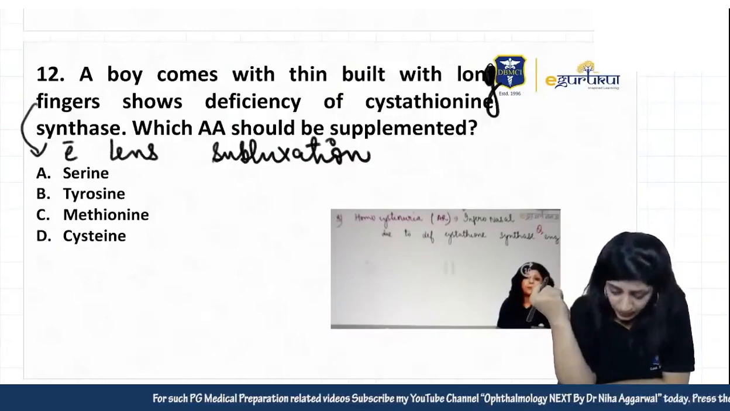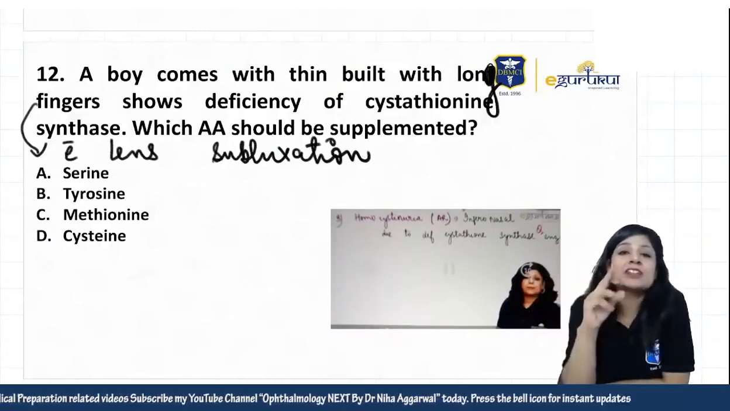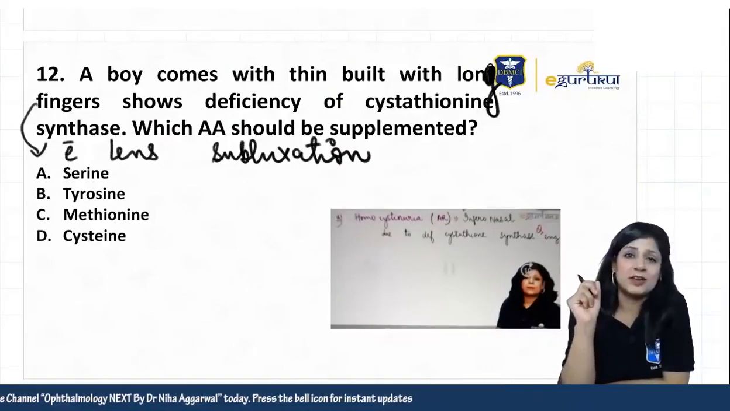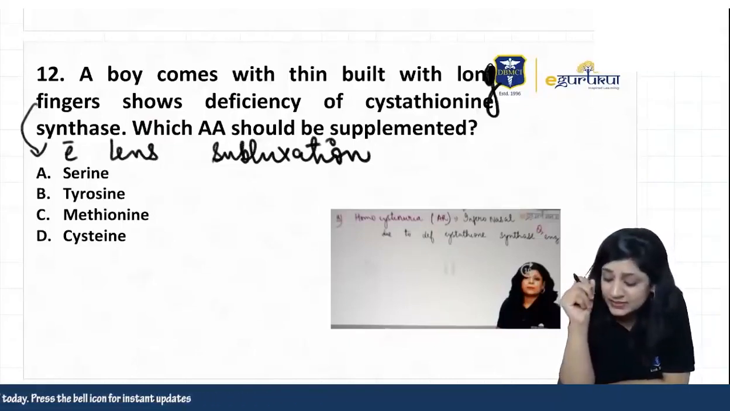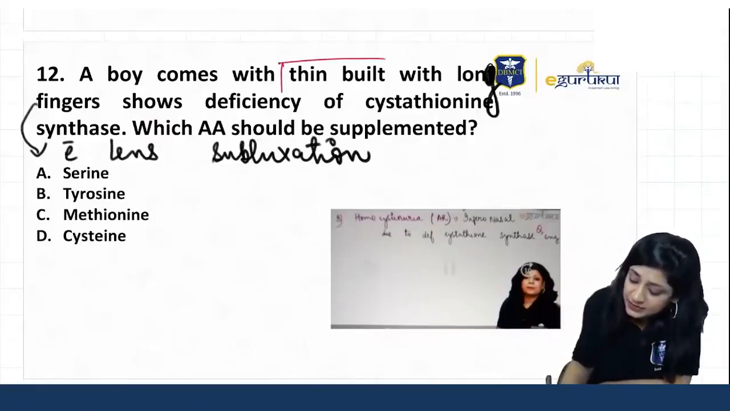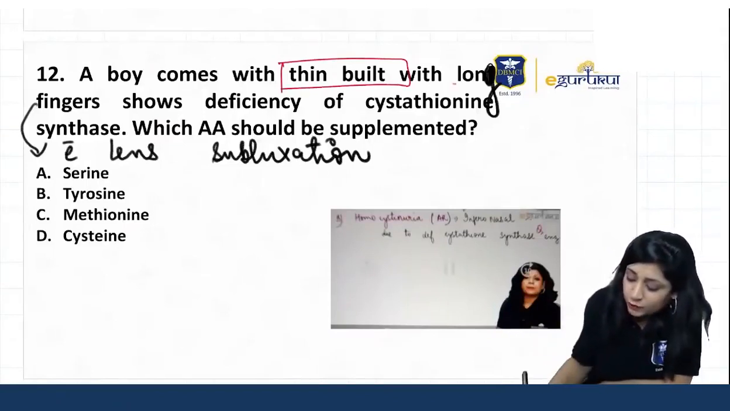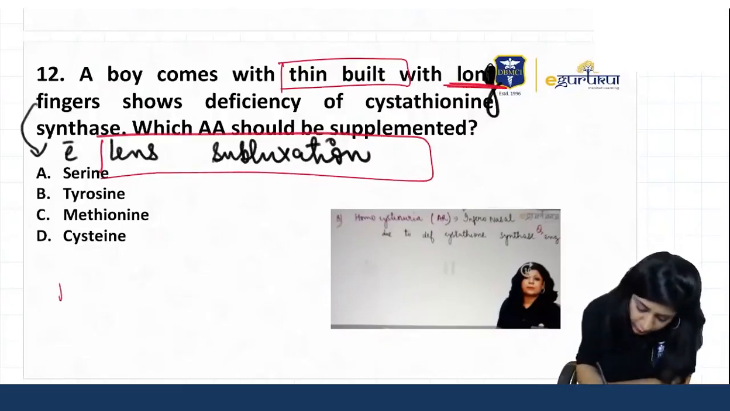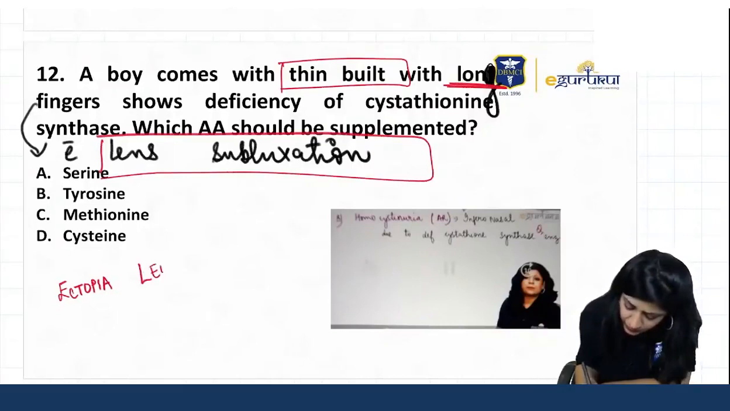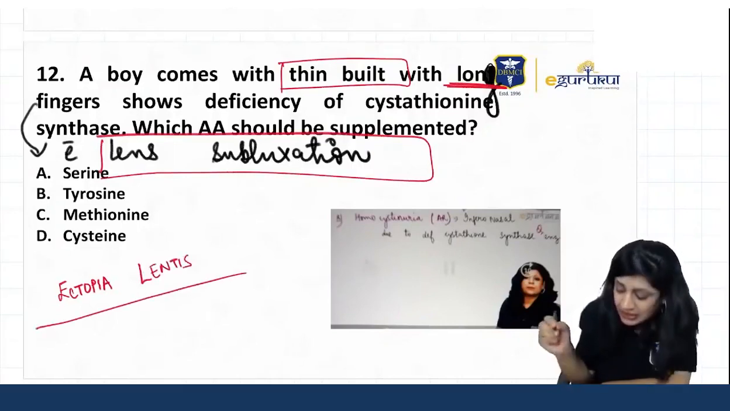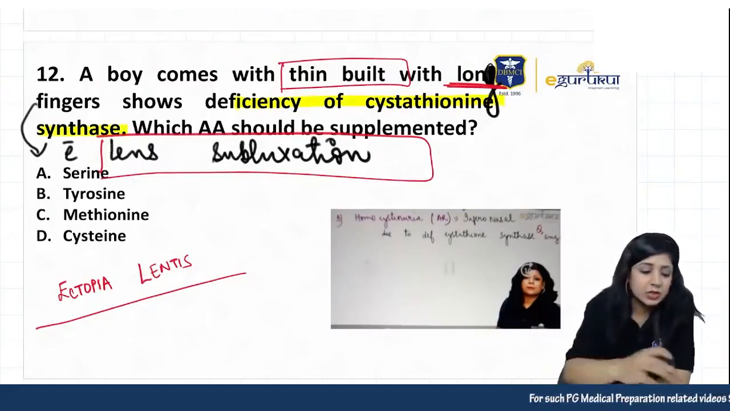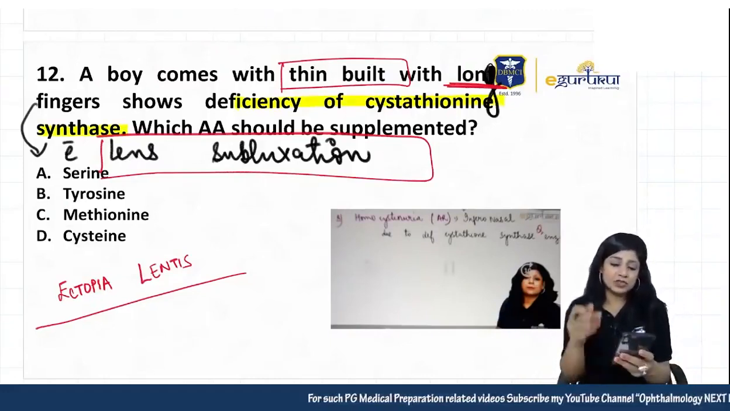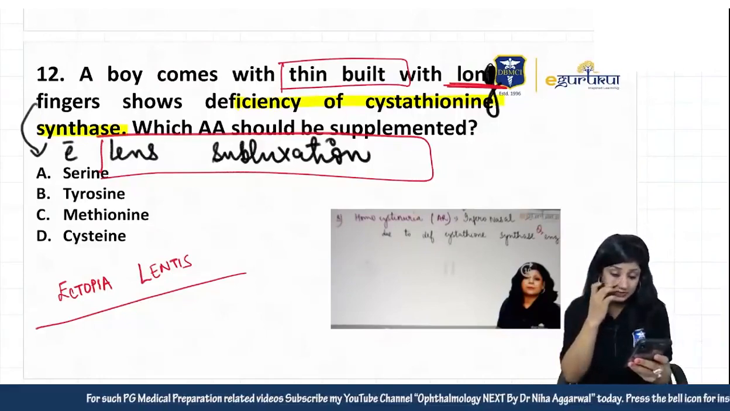If you remember, I told you that they will ask a question on systemic association, specially of the lens, and that happened. Systemic association of the lens: there was a thin build, then long fingers, and evidence of subluxation. So ectopia lentis. This was an integrated question with medicine and biochemistry. They said there is a deficiency of cystathionine synthetase. So what is this condition? Where do we have the deficiency of cystathionine synthetase?